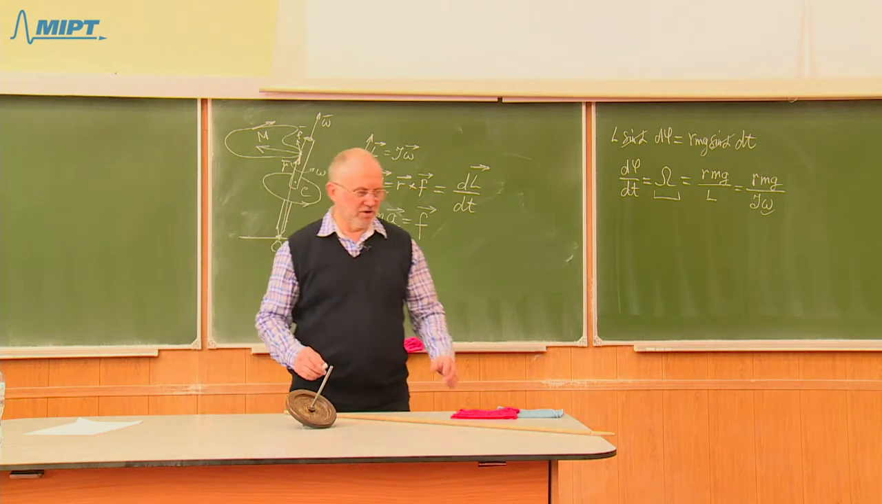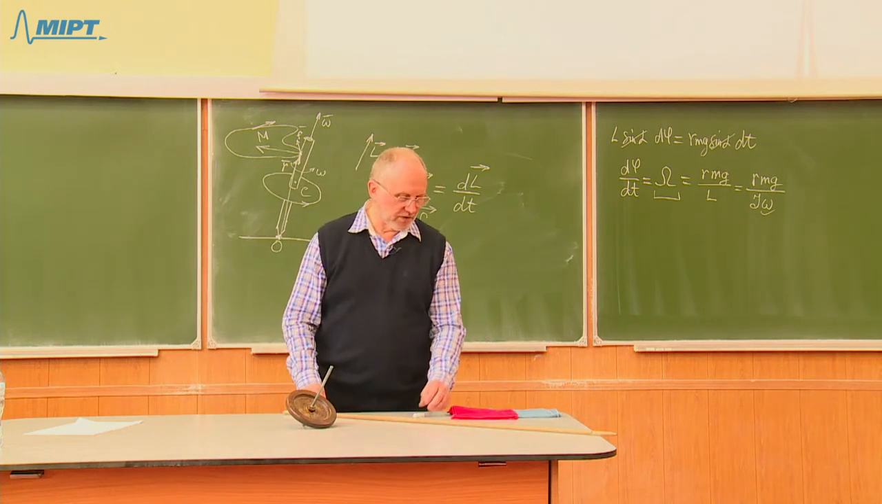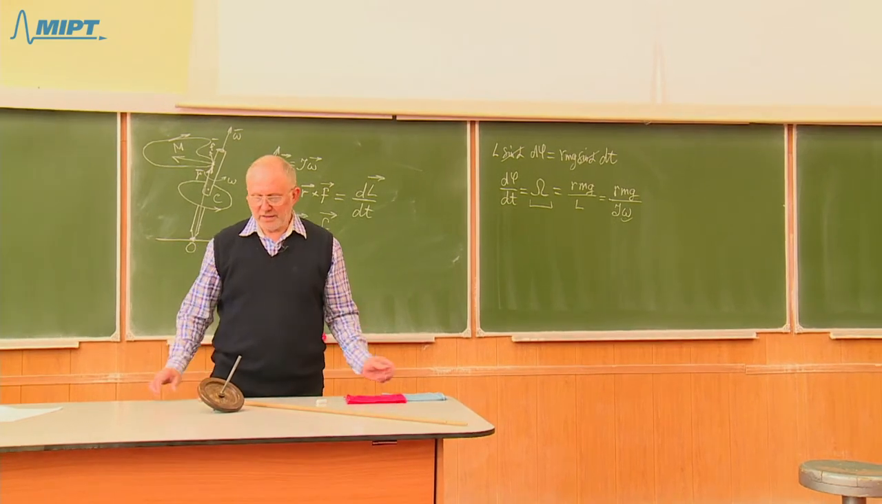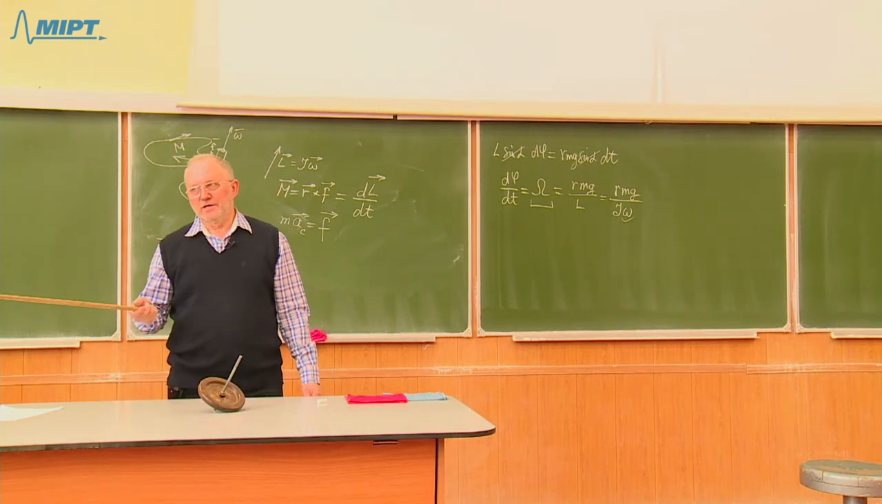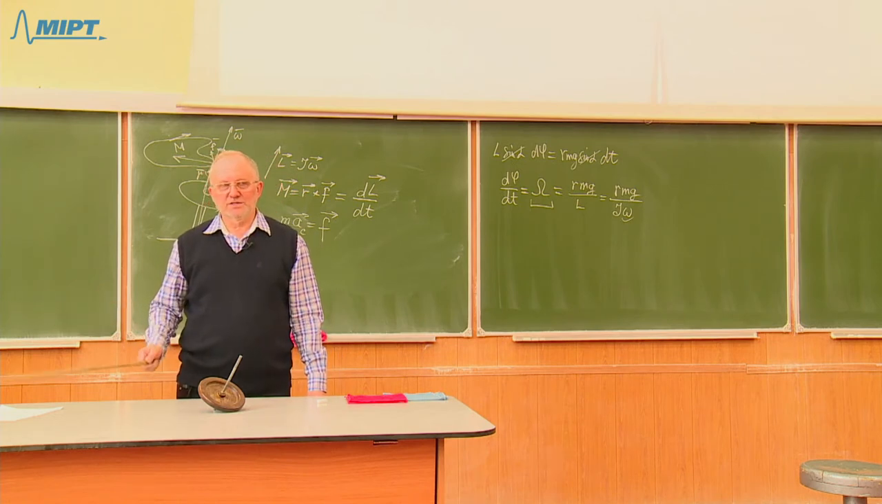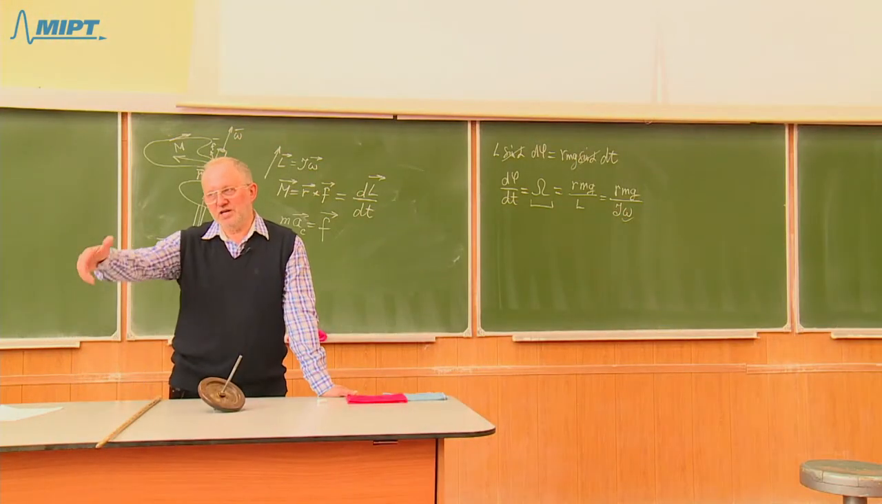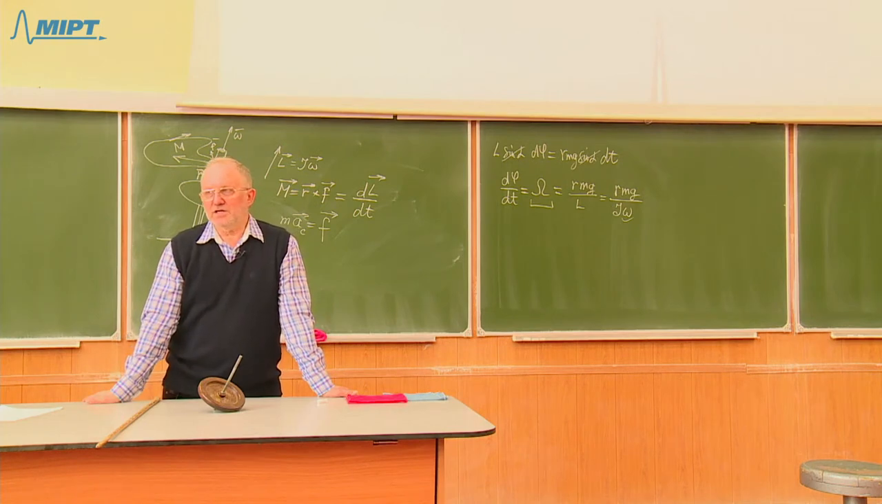Phenomena with gyroscopes are very important in many technical applications. Like here, you have seen in this experiment that the gyroscope axis remains unchanged, even when the table was rotating. This quality of a free gyroscope is used in aircraft and in rockets and in spaceships in order to determine the position of an aircraft, for example.